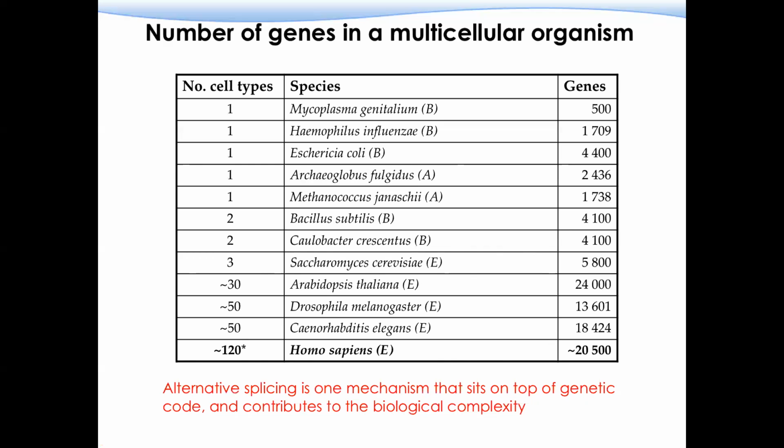But how can humans or higher organisms really reach the complexity of the lifespan of the organism, and also the different functions of different organs or different tissue types? One way is through alternative splicing. Basically, alternative splicing is one mechanism that sits on top of the genetic code and contributes to biological complexity.